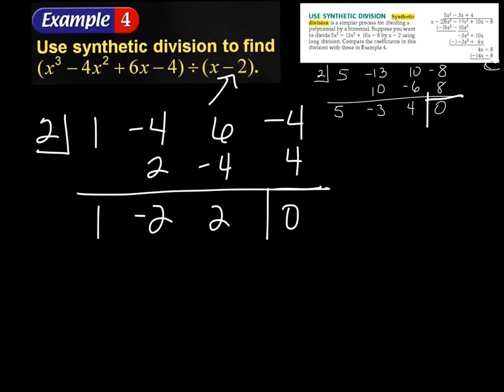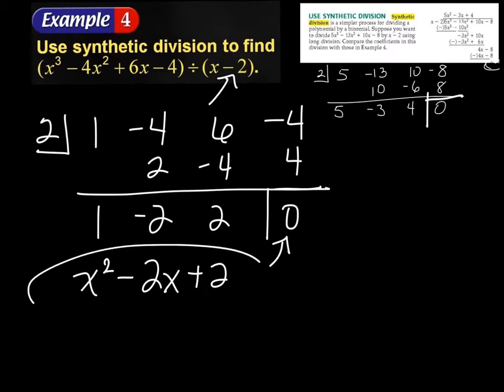So I'm going to make it unsynthetic now, reconstitute it, so to say. So I have no remainder, so this is now my constant, and my x term and my x squared. So I was x cubed, I divided by an x, and now my highest exponent is going to be x squared. And I didn't write the 1 because 1 times anything is itself. And if you really wanted to, you could multiply that by x minus 2 as a check step.